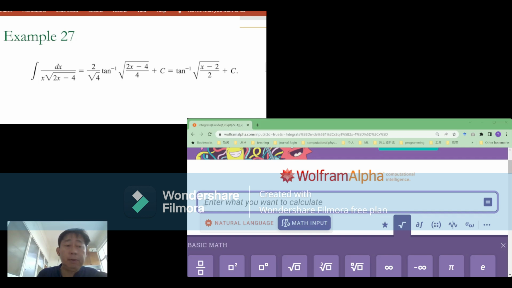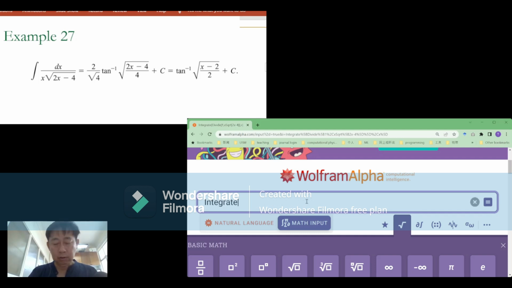The next example is example 27, where the integration is not given by any standard integration technique we have discussed, but is obtained by using the integral table. Here we want to show that Wolfram Alpha can produce a result in the integral table.